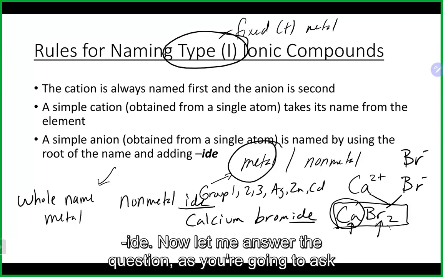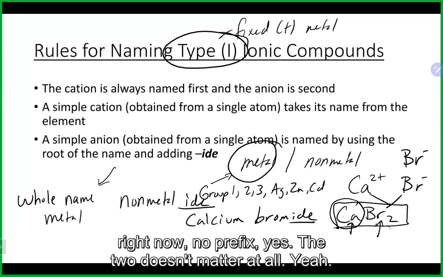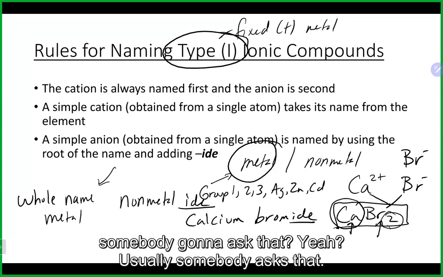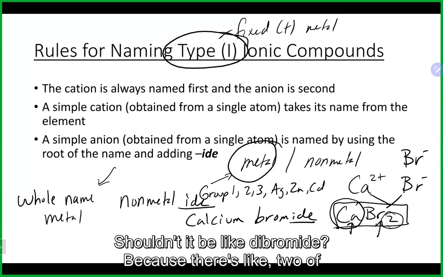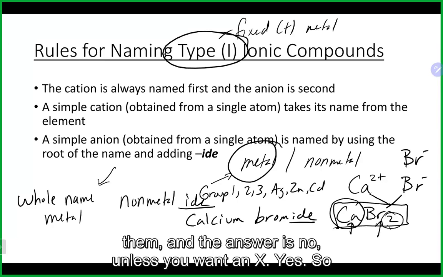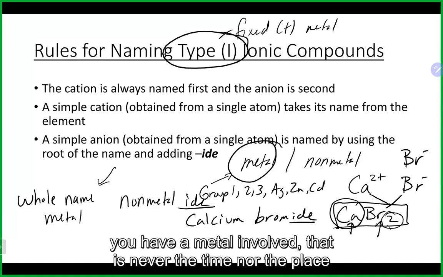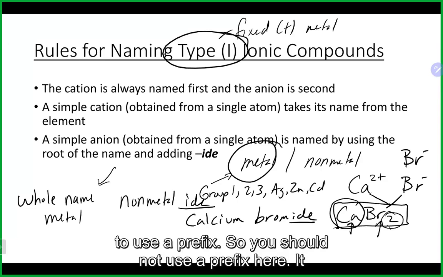Now, let me answer the question you're going to ask right now. No prefix, yes? The 2 doesn't matter at all in terms of naming here. You should not use a prefix. Was somebody going to ask that? Maybe. Usually somebody asks that. Shouldn't it be dibromide because there's 2 of them? And the answer is no, unless you want an X, yes? So don't do that. There is a time and place for prefixes. And if you have a metal involved, that is never the time nor the place to use a prefix. So you should not use a prefix here.